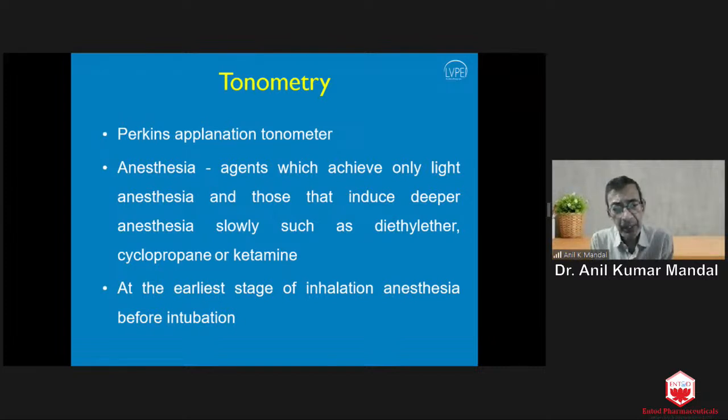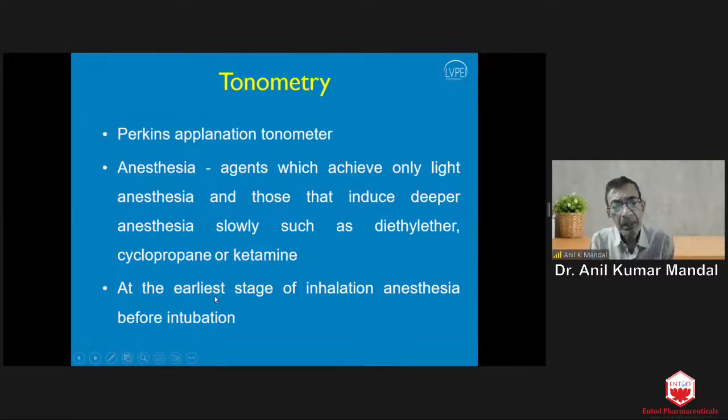In children under anesthesia, the Perkins handheld applanation tonometer, whose basic principle is that of the Goldmann applanation tonometer, is ideal. Most anesthetic agents reduce intraocular pressure, except ketamine. Ketamine is an agent which increases the intraocular pressure.